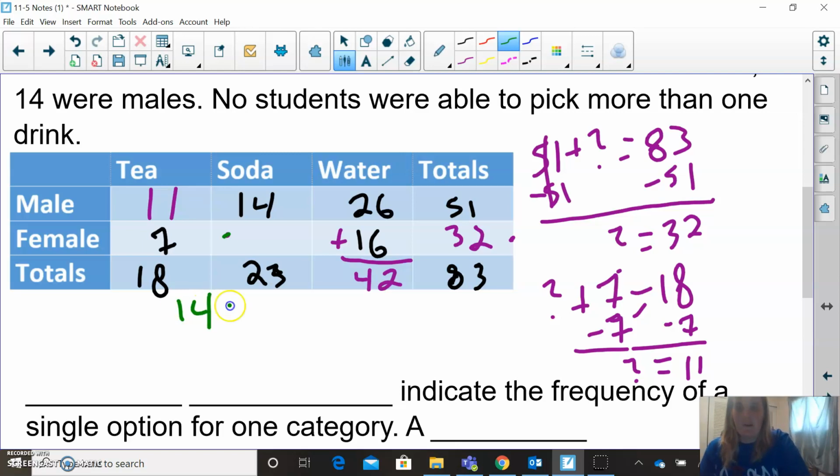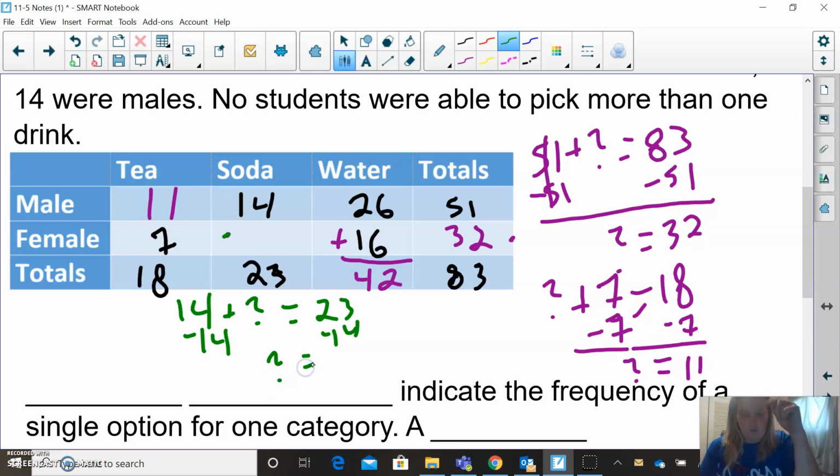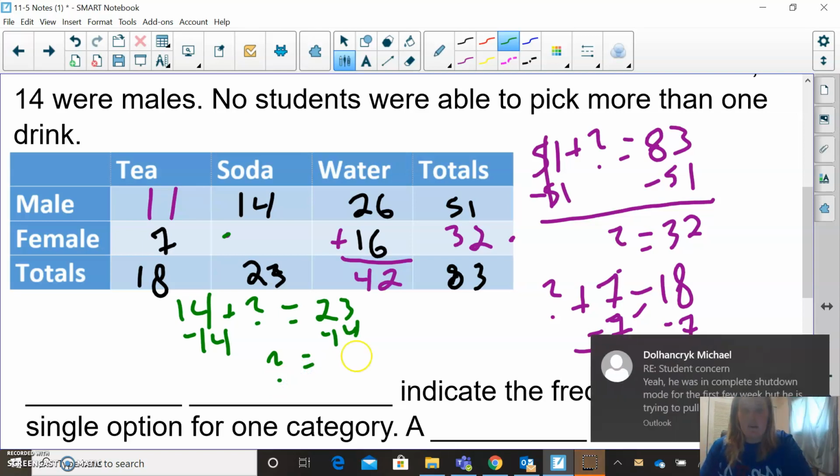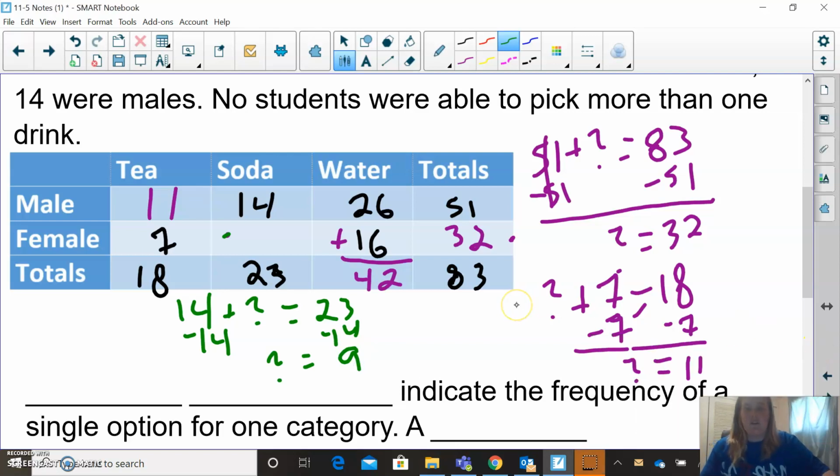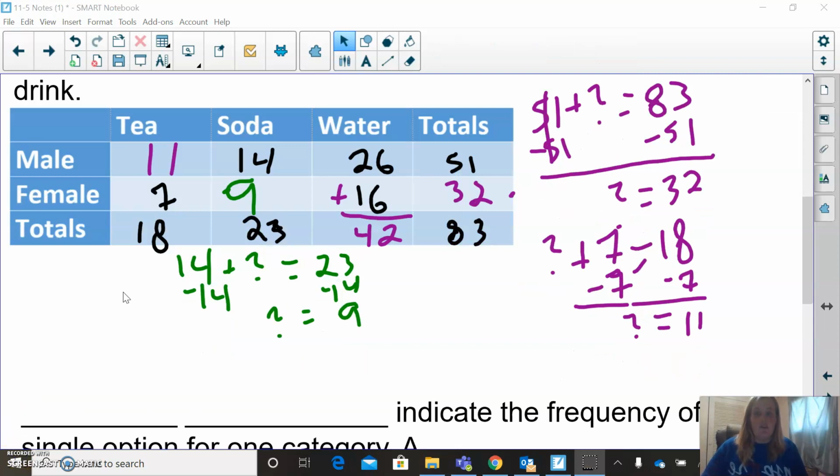So 14 plus the question mark is equal to 23. So we're going to subtract 14 from both sides. And question mark is equal to 9. Okay? So question mark is equal to 9. That means we have 9 females that chose soda. Okay. Something I want to severely emphasize is that 11 male students chose tea. Okay, 11 male students chose tea.